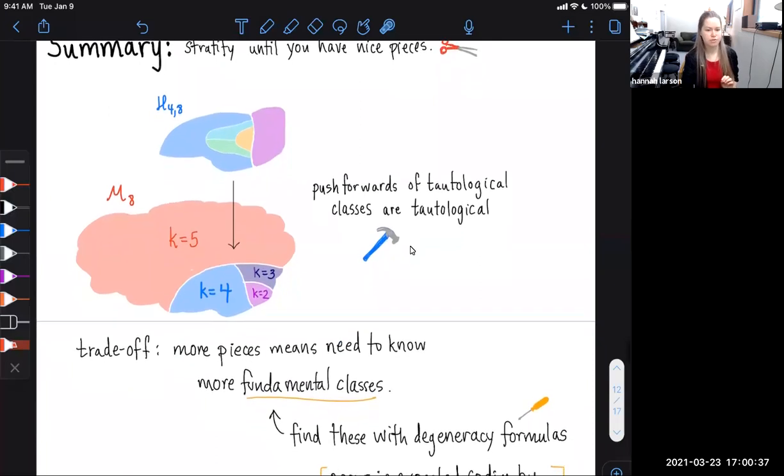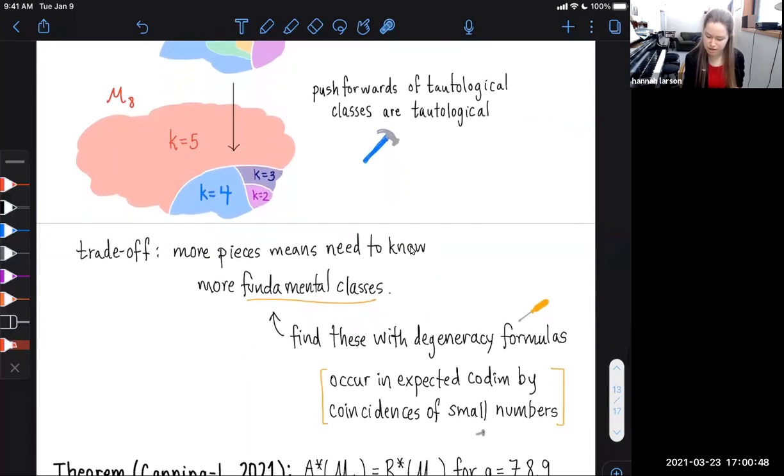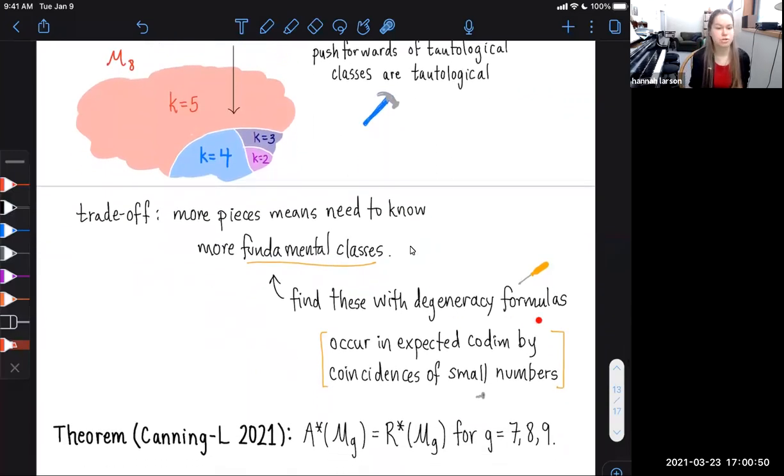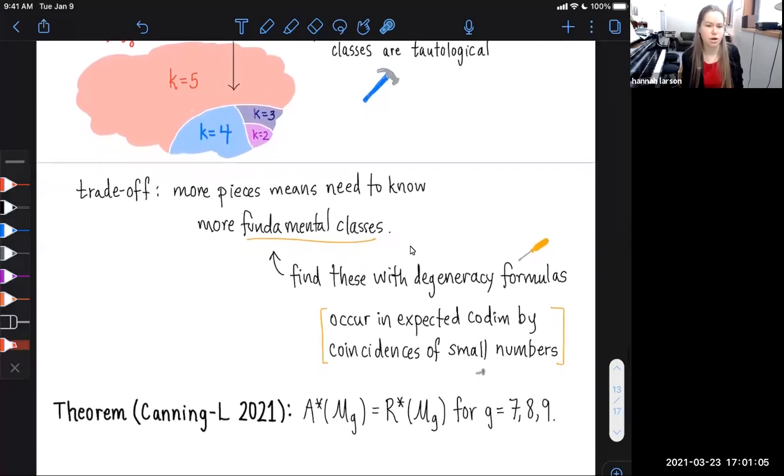There is a trade-off, though. When you cut up your moduli space into more pieces, it means you need to know more fundamental classes. But we have a tool to find these, which is degeneracy formulas. However, these only work when your degeneracy locus occurs in the expected codimension. And this turned out to be the case for us by some coincidences of small numbers.